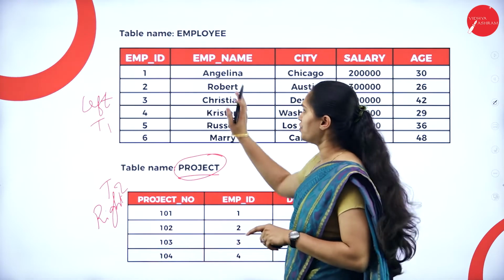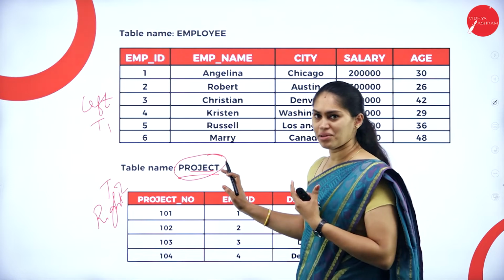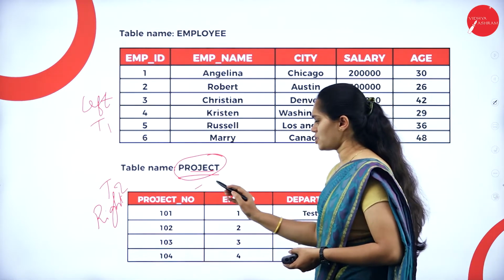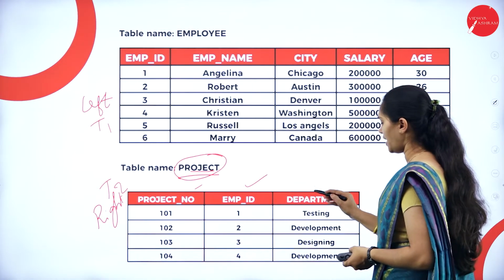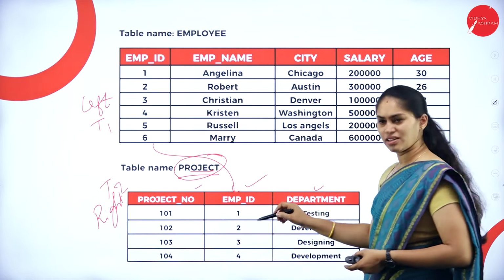So this is the first table. In table 2, we have the project table. It also has some columns or attributes. It consists of project number, employee ID, and department. This is the employee ID which we are using in this project.